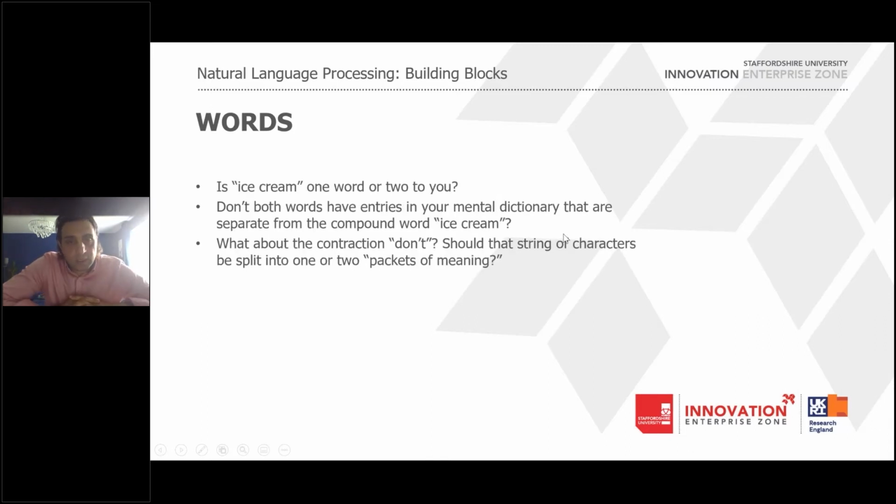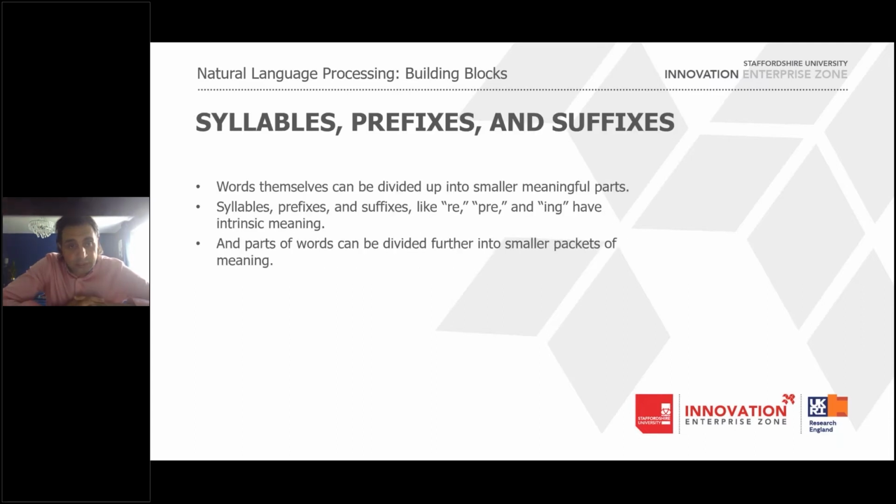So, for example, is ice cream one word or two to you? Would you consider ice cream as one word or two words? Don't both words have entries in your mental dictionary that are separate from the compound word ice cream? Ice by itself and cream by itself each have meanings, and if you combine them together, they have a different meaning. And what about the contraction don't, for example? Should that string of characters be split into one or two packets of meaning? These are the issues we're going to face when we build our tokenizer.